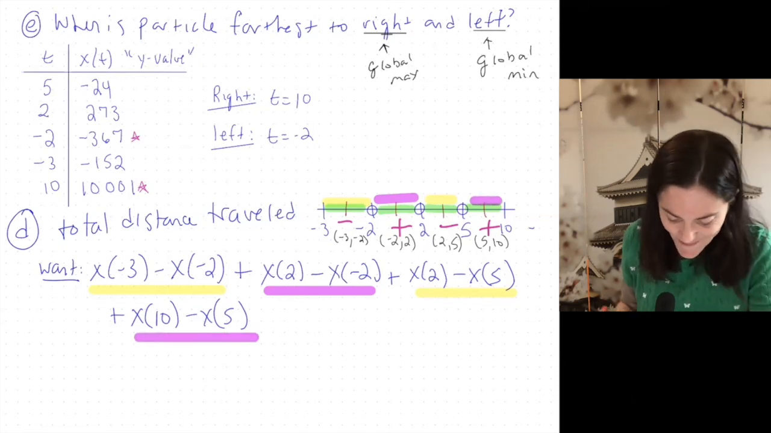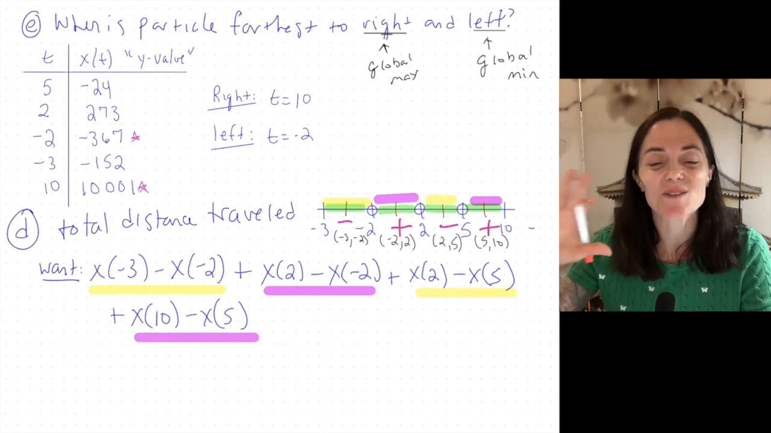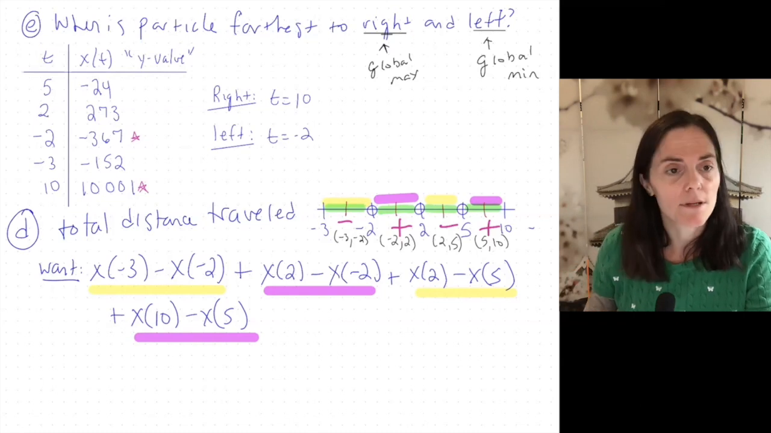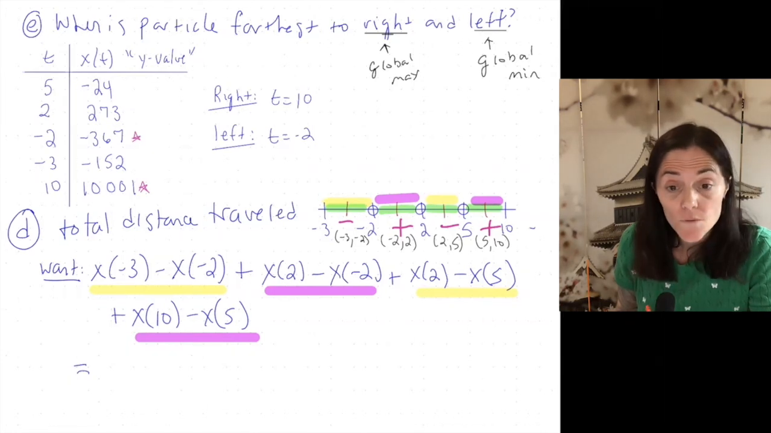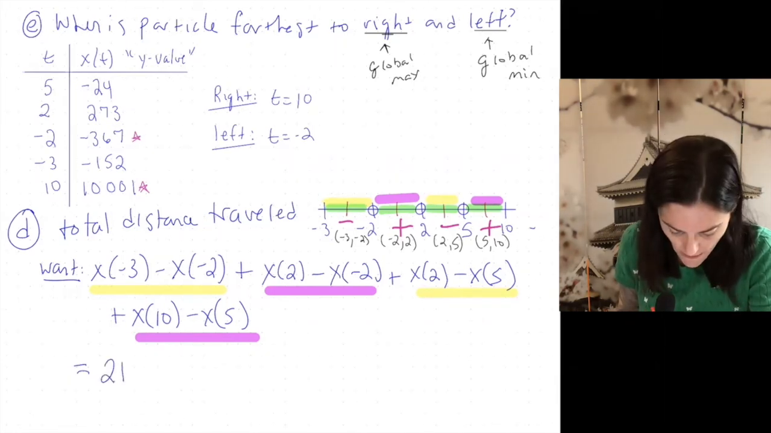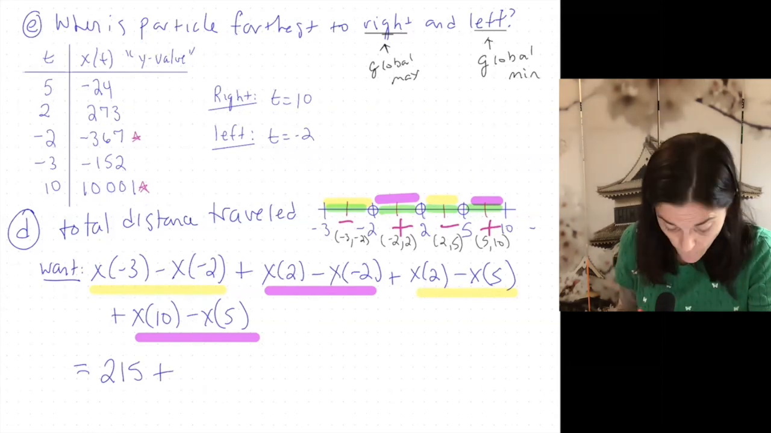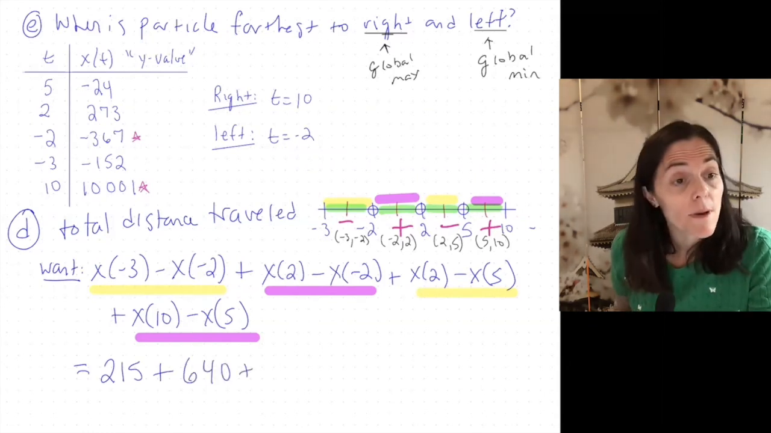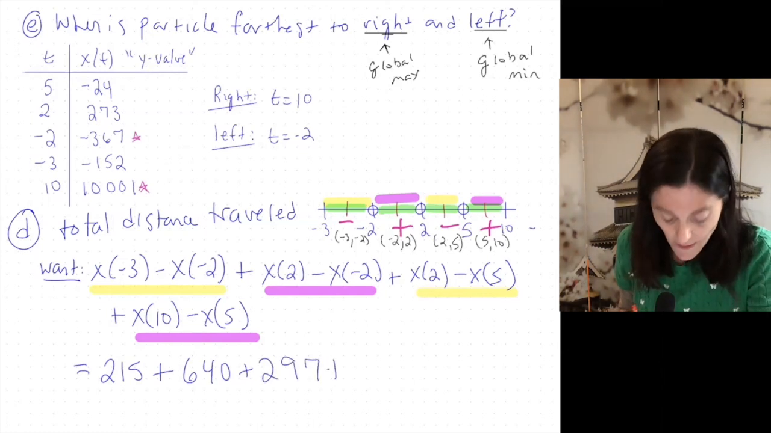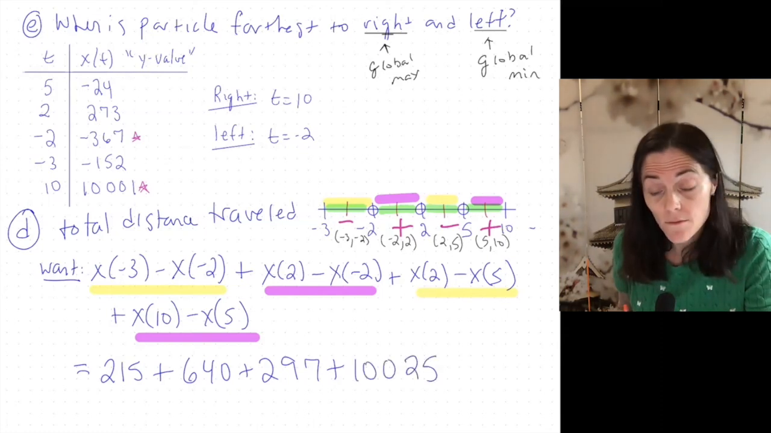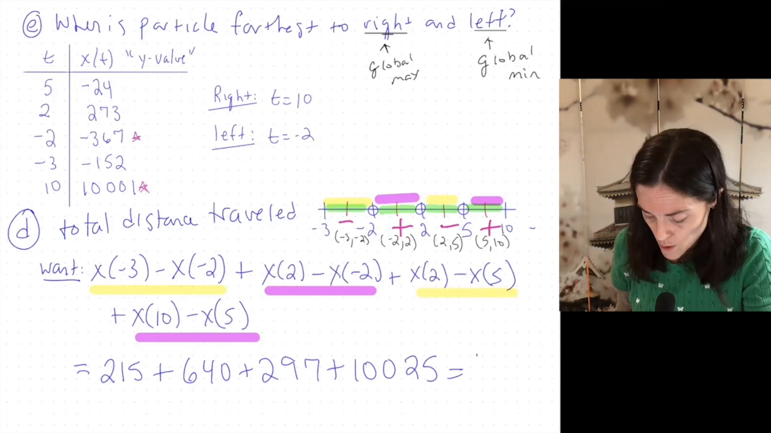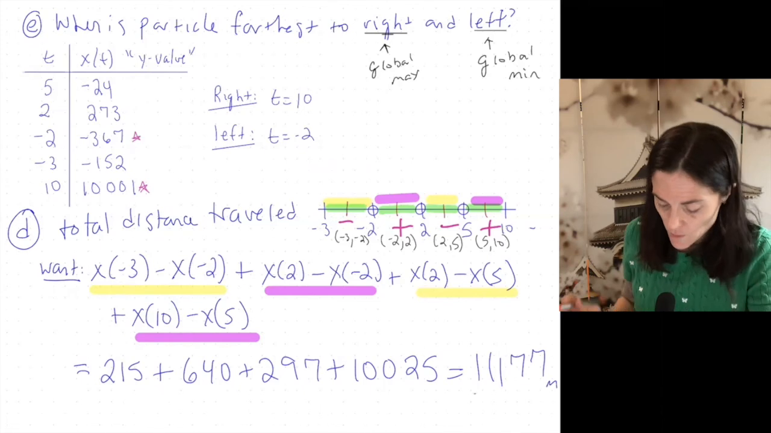Okay, so what's underlined in yellow, those are the intervals where it's decreasing and it's the total distance traveled. Underlined in pink, that's where it's increasing and it's the total distance traveled. We just add all of these up. Now, let's see. What do I have for these different values? This first one is 215, and then plus the next one is 640, and then x of 2 minus x of 5 is 297, and then x of 10 minus x of 5 is 10,025. Okay, I add these numbers up and I get 11177. This is in meters. And this is our total distance traveled.